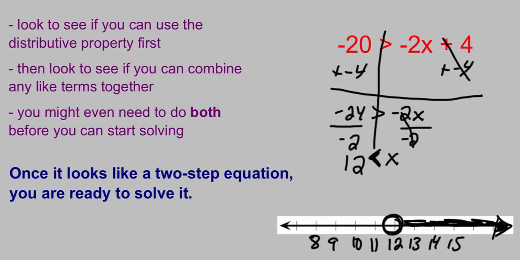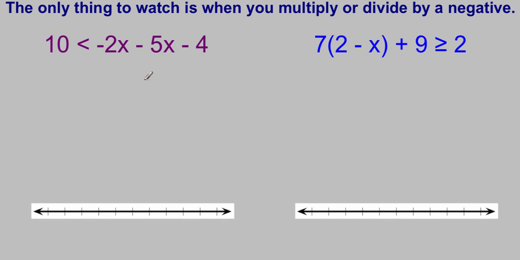So same two-step process that we did with equations. The only difference is watching for that one step. Did we multiply or divide by a negative? Because that's going to cause us to flip the inequality symbol. So let's tackle some tougher ones.